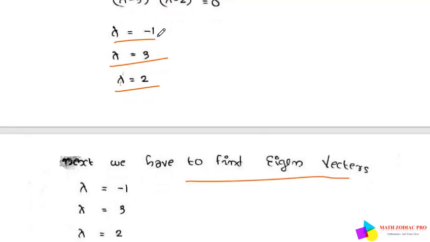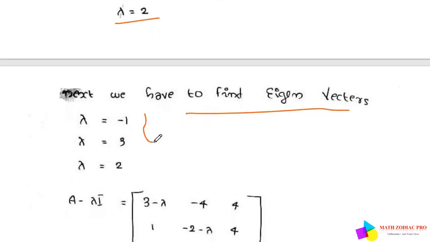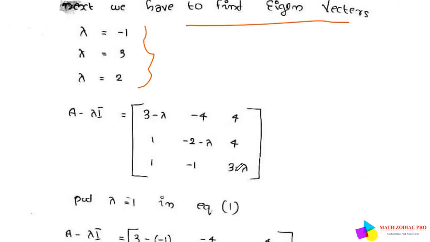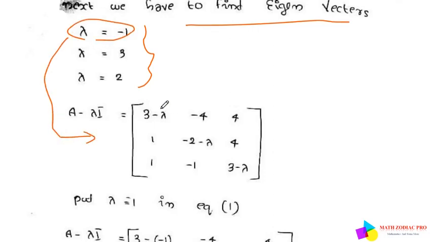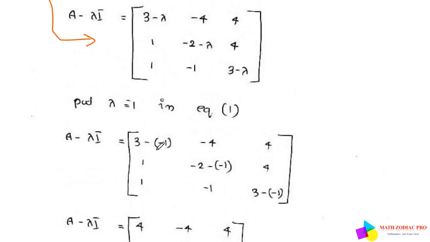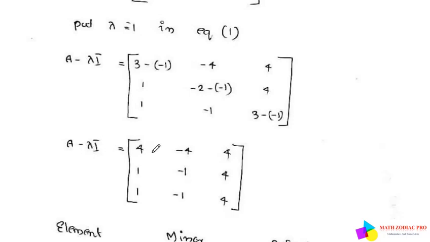Here, given that lambda equal to minus 1. So A minus lambda I equal to the matrix 3 minus lambda, minus 4, 4; 1, minus 2 minus lambda, 4; 1, minus 1, 3 minus lambda. Put lambda equal to minus 1 in this matrix. We get 3 minus of minus 1, minus 4, 4; 1, minus 2 minus of minus 1, 4; 1, minus 1, 3 minus of minus 1. Minus into minus equal to plus, so we get A minus lambda I equal to 4, minus 4, 4; 1, minus 1, 4; 1, minus 1, 4.